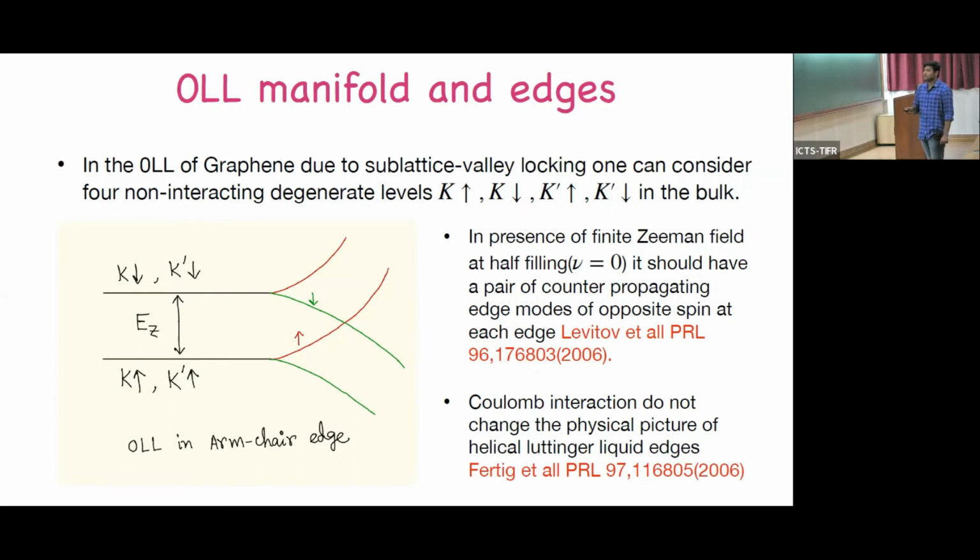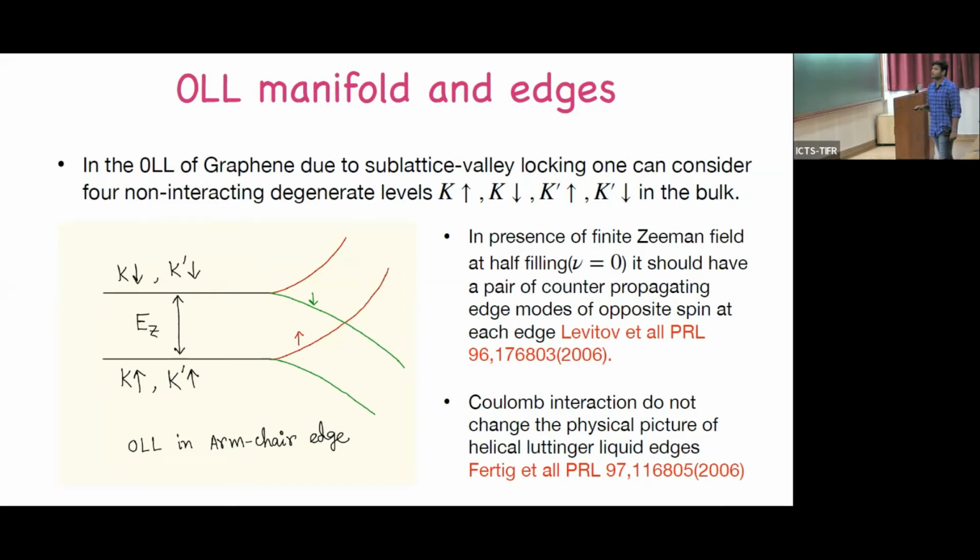So if you put your chemical potential like this, you will find that the chemical potential will cut at 2 points. One is a forward propagating mode with up spin and one is a backward propagating mode with down spin. So at each edge you will have 2 counter propagating edge modes with opposite spins. This opposite spin is important. That actually helps to protect this edge with respect to some disorder, and also the Coulomb interaction.